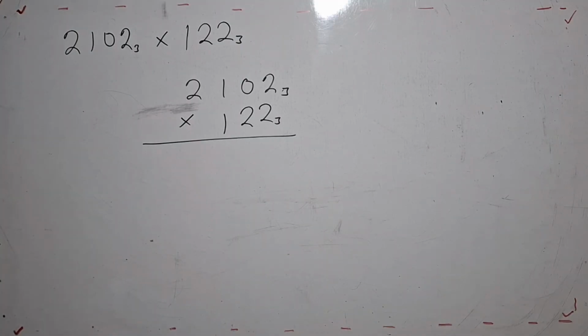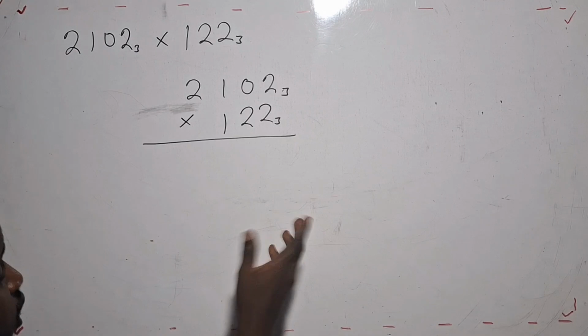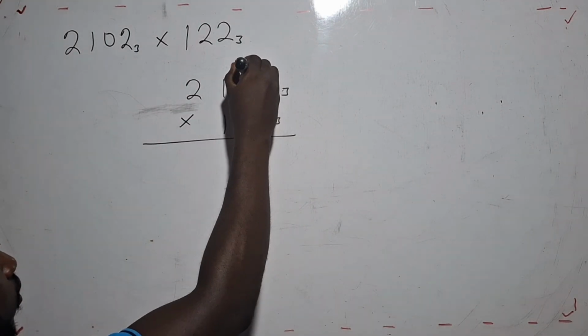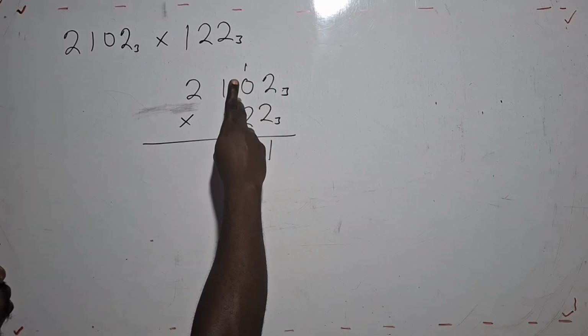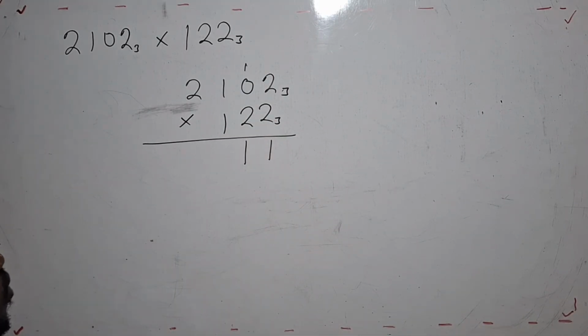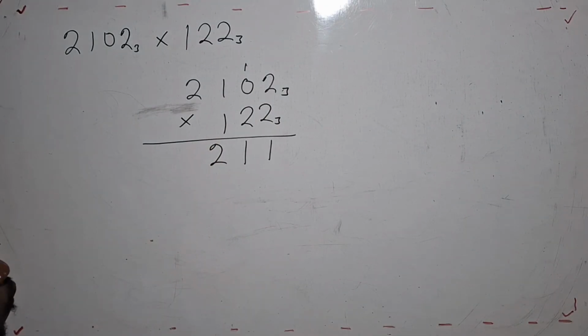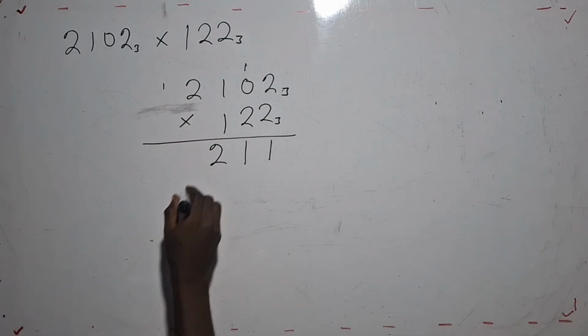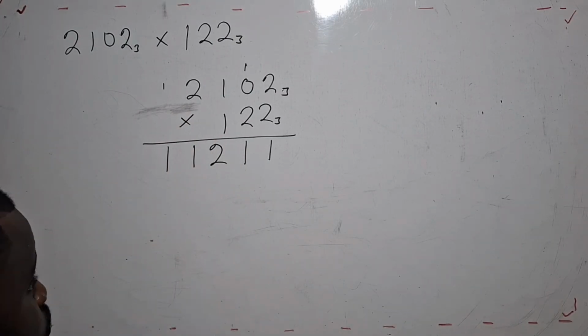Yes, so let's multiply. 2 times 2 is 4. 4 is not needed in base 3. So 4 divided by 3 is 1, remainder 1. Then 2 times 0 is 0 plus 1, 1. Then 2 times 1 is 2. 2 is needed in base 3. Then 2 times 2 is 4. 4 divided by 3 is 1, remainder 1. So since there's nothing here, you bring it back as 1, 1, 2, 1, 1. Yes, we bring it as 1, 1, 2, 1.